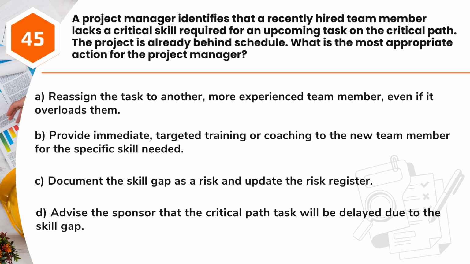A. Reassign the task to another, more experienced team member, even if it overloads them. B. Provide immediate, targeted training or coaching to the new team member for the specific skill needed. C. Document the skill gap as a risk and update the risk register. D. Advise the sponsor that the critical path task will be delayed due to the skill gap.